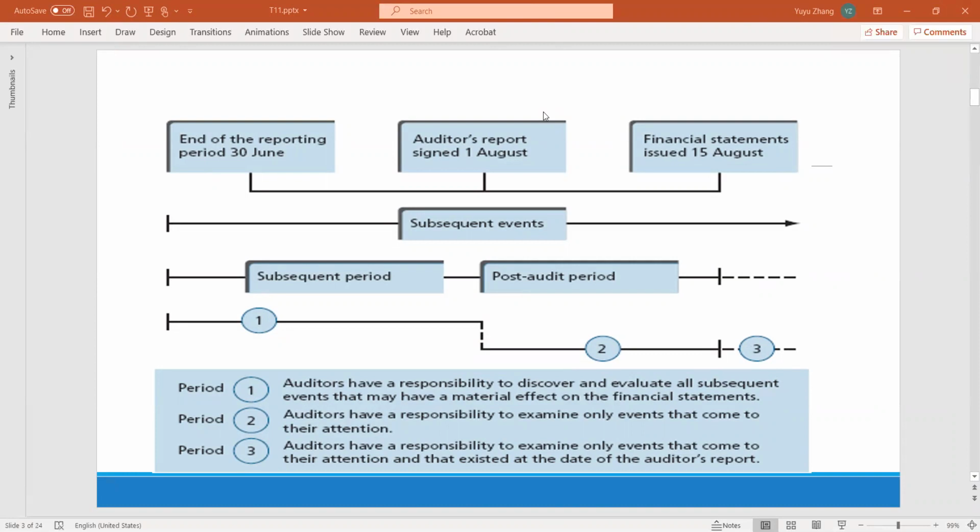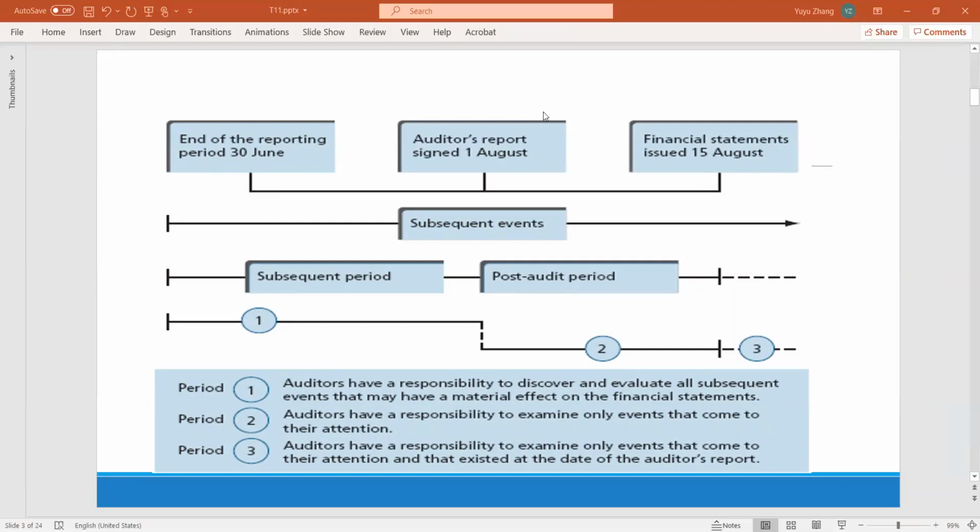For the subsequent event, only the new important information will be observed and paid attention to by the auditors in the subsequent period. So what is the subsequent period? The subsequent period means the date after the reporting date. For most Australian companies, that would be the date after 30th of June.